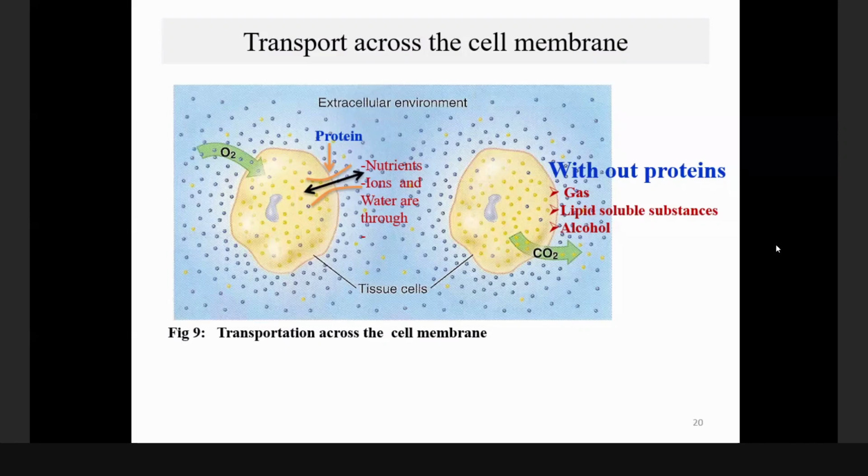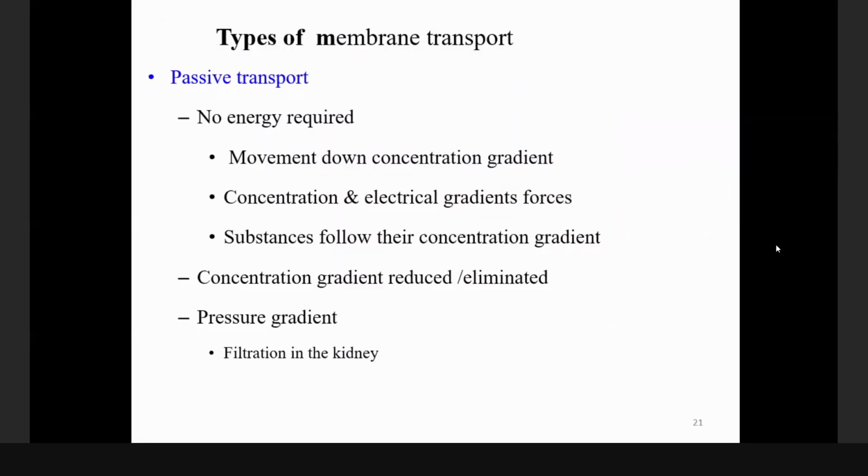Okay. In such a way, membrane transport can be passive or active. So you can have a passive transportation process if the influx or efflux of a substance across the cell membrane doesn't need any energy. That's called passive transportation. And why doesn't that process need energy? Because substances move from high concentration to low concentration. So the movement is called down the concentration gradient, from high to low.